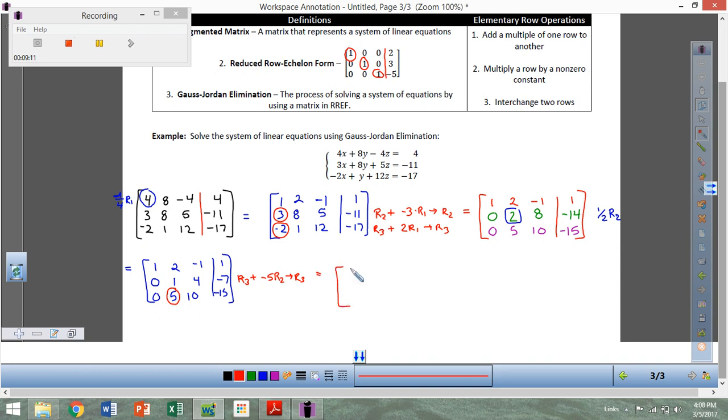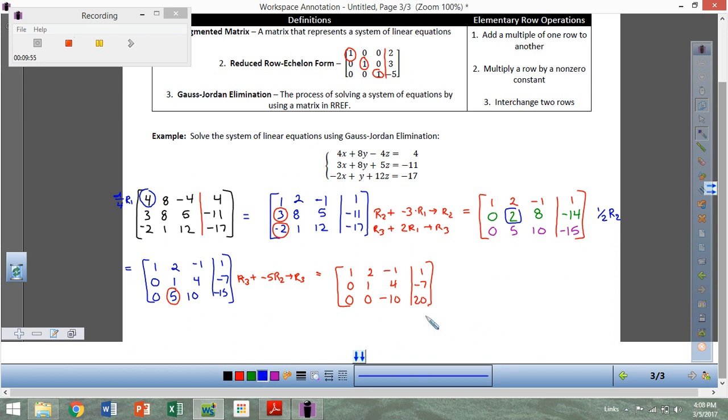Top row stays the same. 1, 2, -1, 1. Middle row stays the same. 0, 1, 4, -7. And bottom row, this is still going to be 0. If I do -5 times 1 and add it to the 5, that's going to give me a 0 there. -5 times the 4 will give me -20, and add it to the 10, that's going to give me -10. And -5 times -7 will be 35, add it to the -15 will be 20.